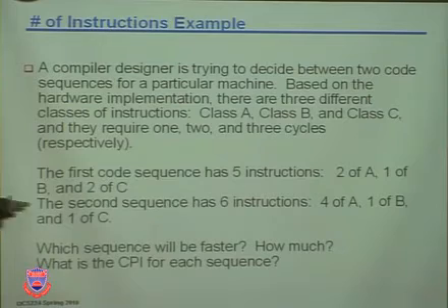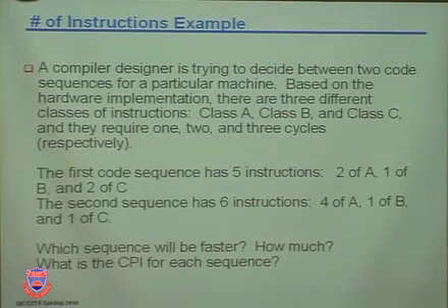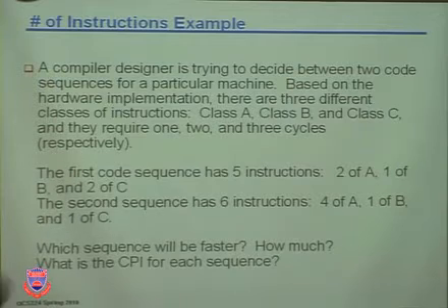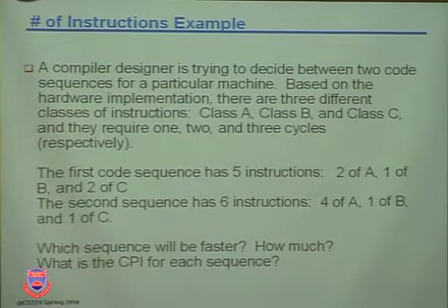Let's look at the second one. How many cycles is the second sequence? 4 of A is 4 cycles. 1 of B is 2 more, that makes 6. 1 of C is 3 more, makes 9. So the second one is only 9 cycles.